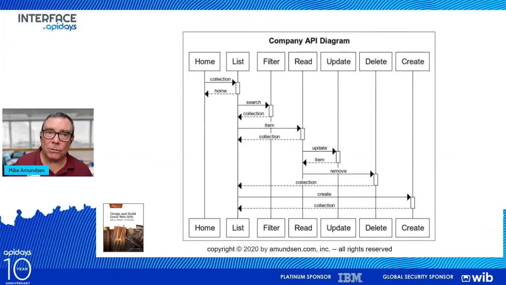So I typically describe this in a diagram. Notice these are the activities. I need to get a list of the companies. I need to filter the company list. I want to read a particular record. I want to update a record. I want to delete a record. I want to create a new record.